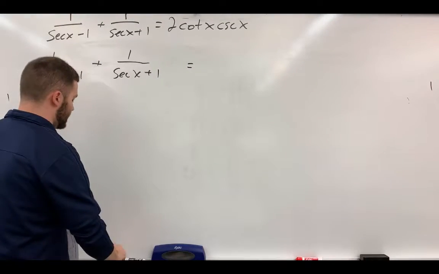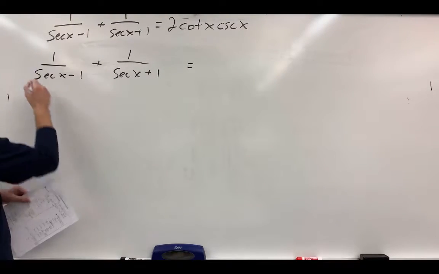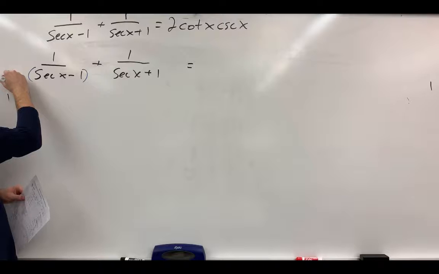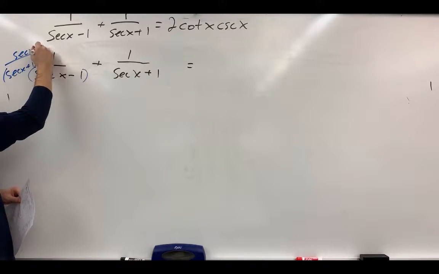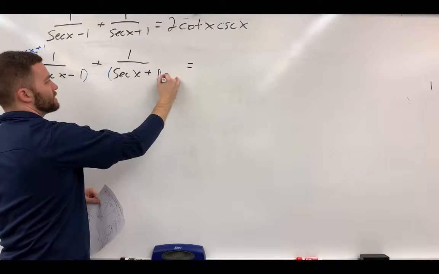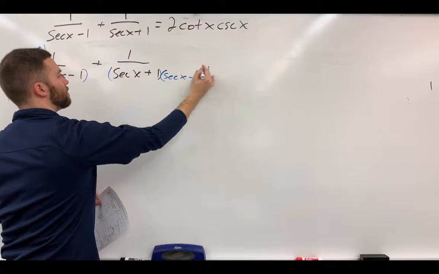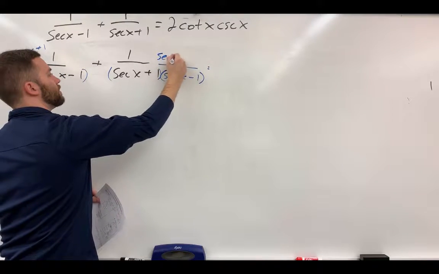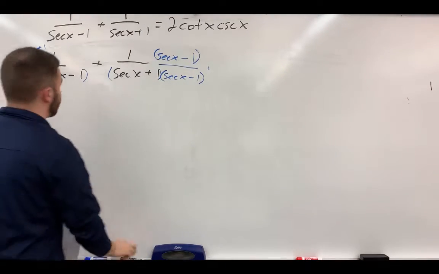All right, so to get a common denominator, I'm going to multiply this fraction by secant x plus 1 divided by secant x plus 1. This side has a secant x plus 1. It needs a secant x minus 1, but if I multiply it on the bottom, I've got to make sure I multiply it on the top. So secant x minus 1 on top as well. And when I combine these fractions together, this is what I'll get.